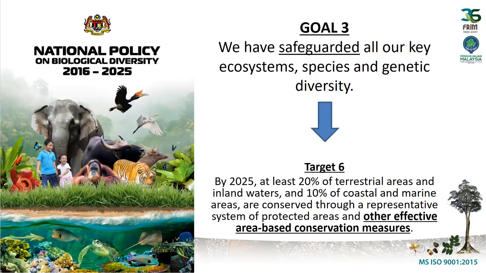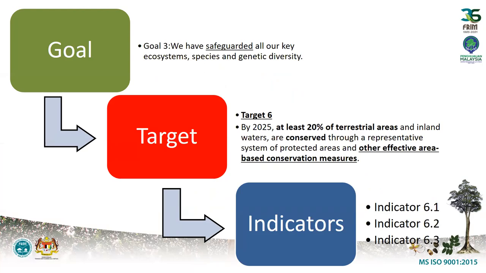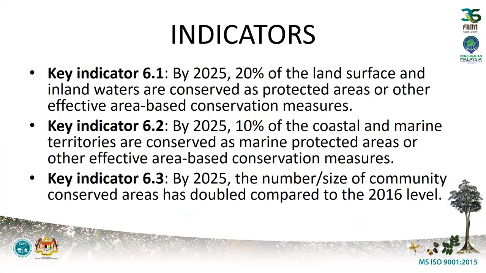Jadi di bawah goal 3, seperti yang saya cakap tadi, target 6 memang clearly state OECM ni. Di bawah target 6 OECM ni, dia ada 3 indikator: 6.1, 6.2, 6.3. Dalam indikator ni pun dah mention. At least by 2025, 20% of the land surface and inland waters are conserved as protected areas or OECM. Indicator 6.2, 10% of coastal and marine territories as OECM. Indicator 6.3, the number and size of community conserved area.